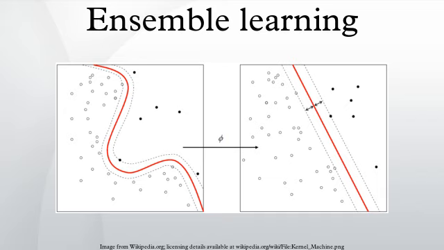Stacking involves training a learning algorithm to combine the predictions of several other learning algorithms. First, all of the other algorithms are trained using the available data, then a combiner algorithm is trained to make a final prediction using all the predictions of the other algorithms as additional inputs. If an arbitrary combiner algorithm is used, then stacking can theoretically represent any of the ensemble techniques described in this article, although in practice, a single-layer logistic regression model is often used as the combiner.